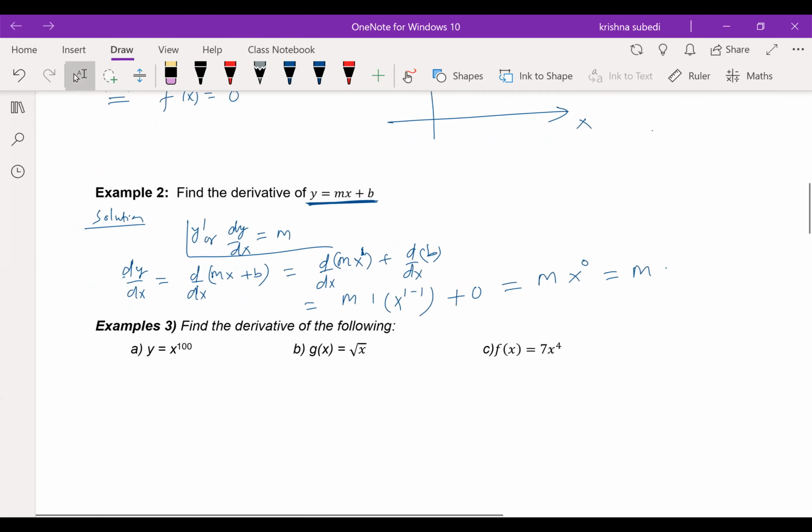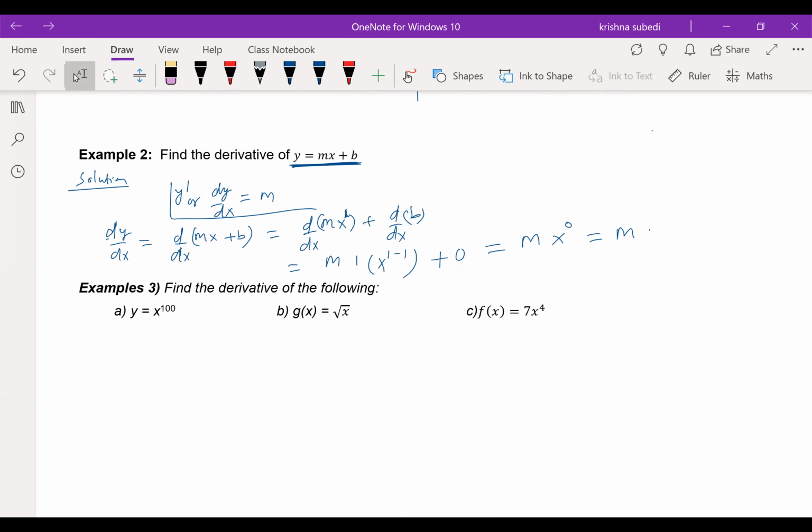Now, let us look at a few examples just for fun. Okay, y equals x raised to power 100. So the solution will be dy over dx, using the power rule, 100. You see the power rule is n x raised to power n minus 1. So that is 100 x raised to power 99. That should be the derivative of this function.